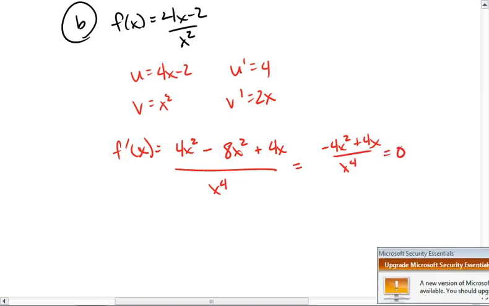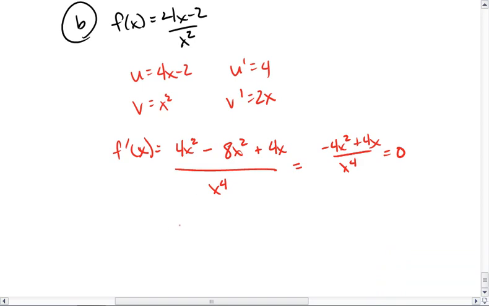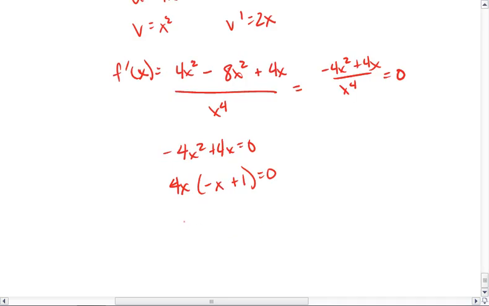We set this equal to 0. We then find that negative 4x squared plus 4x equals 0. Factor out a 4x. So either x equals 0 or x equals 1.